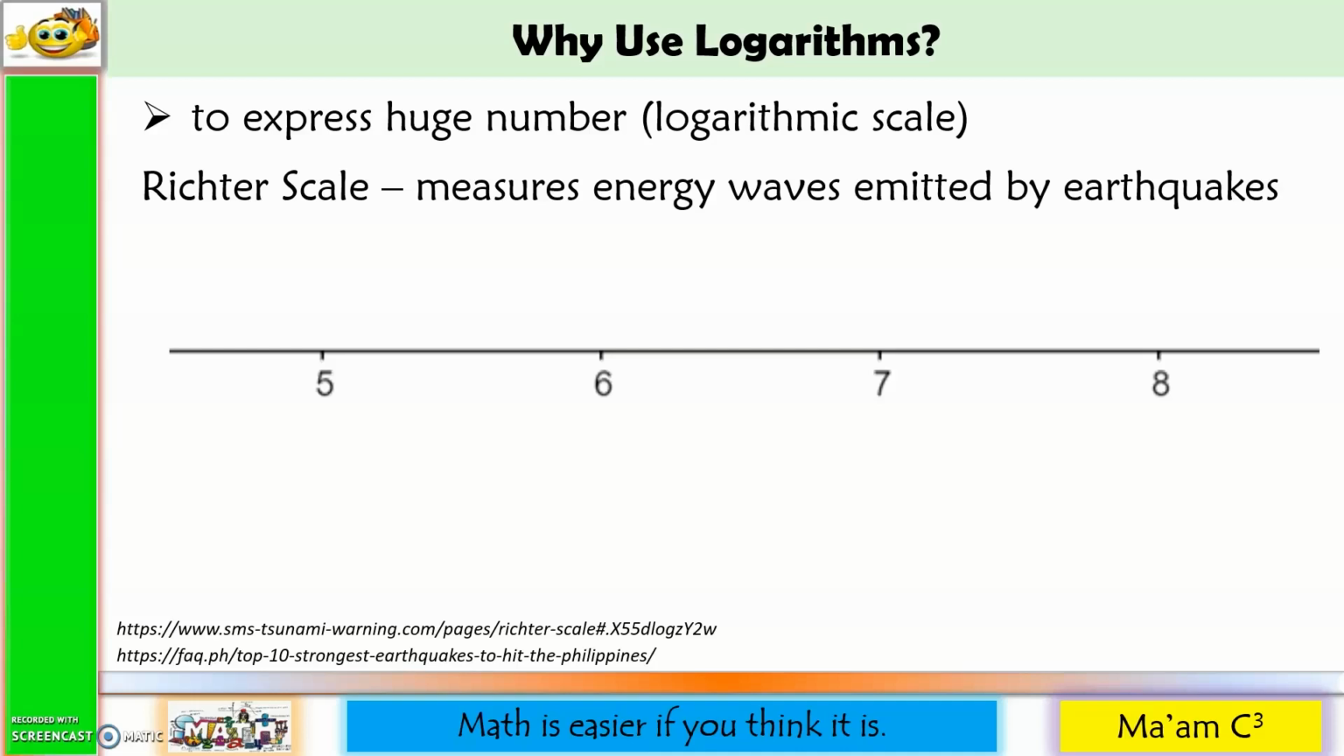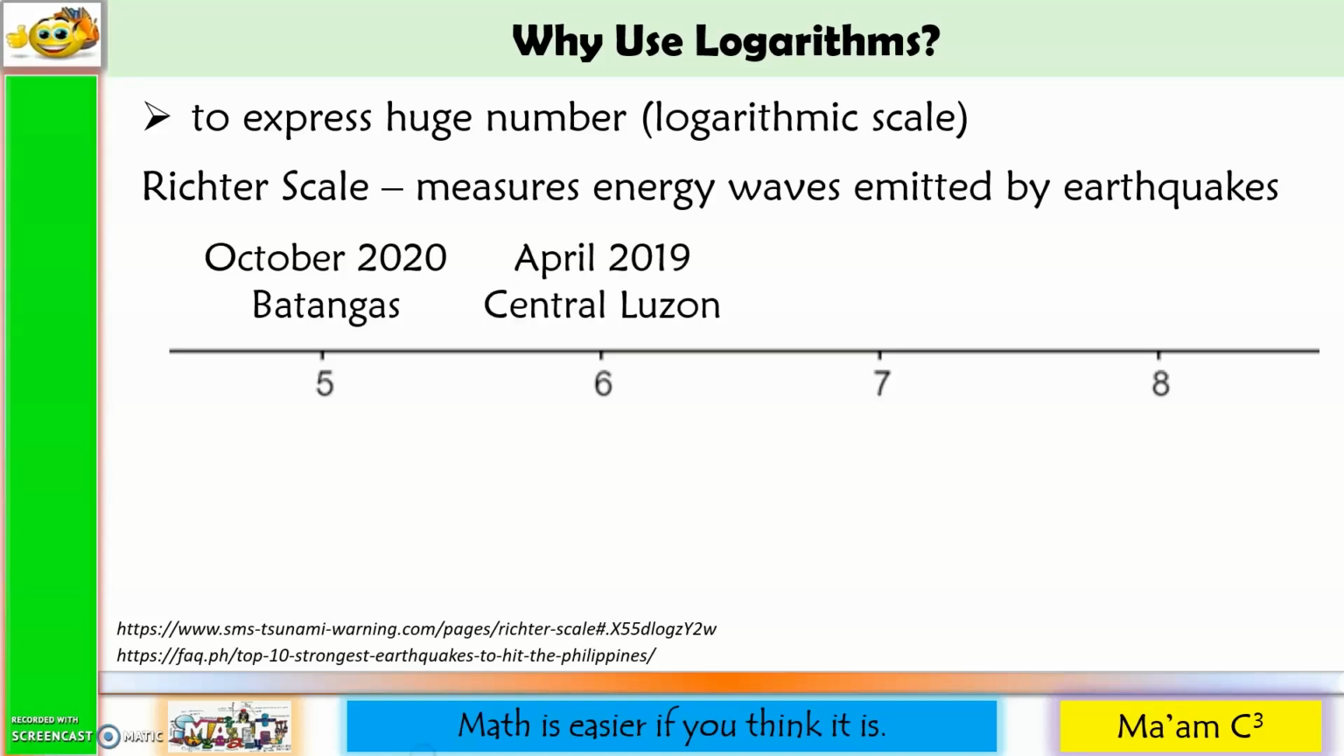An earthquake with a magnitude of 5 hit Batangas last October 2020. A magnitude of 6 earthquake struck Central Luzon last April 2019. The Morro Gulf earthquake in 1976 that claimed 8,000 lives has a magnitude of 8. So what do these magnitudes mean?